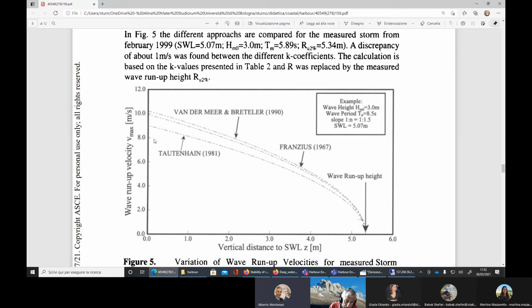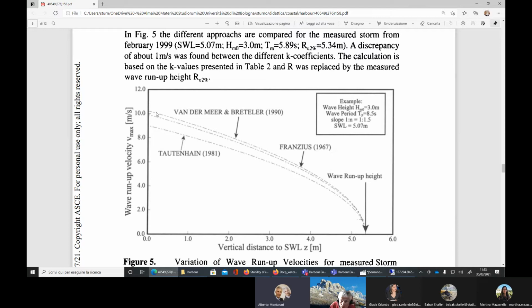So basically here you can see that in this breakwater, where the wave height is 3 meters, the wave period is 8.5 seconds, and the slope is 1 over 1.5. So this is an example which refers to this particular behavior. A wave height of 3 meters can originate a run-up up to a vertical distance of more than 5 meters and can originate a run-up velocity of maybe 10 meters per second.